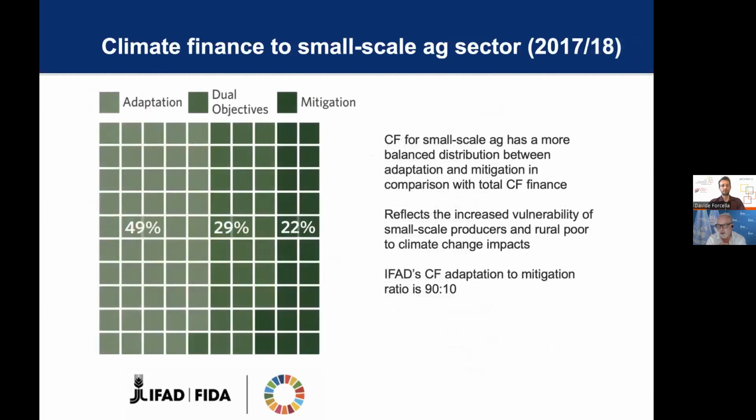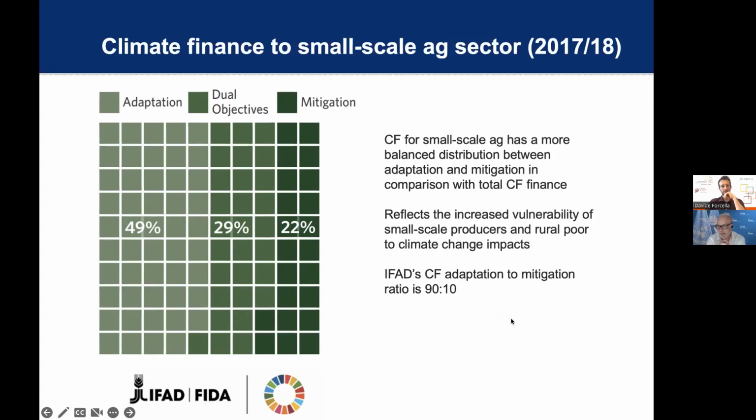So where does the money go? Climate finance to small scale agriculture. You see it. Adaptation takes the lion's share at 49%. Mitigation with 22%, and then sort of crossover dual objectives in the middle at 29%. And this kind of reflects the increased vulnerability of small scale producers and rural poor, because they have to adapt to climate change. They're seeing on the ground changes every year, and they have to adapt. So this is, and IFAD, our climate finance adaptation to mitigation ratio is 90-10, which is the opposite, by the way, of what finance in general is doing.